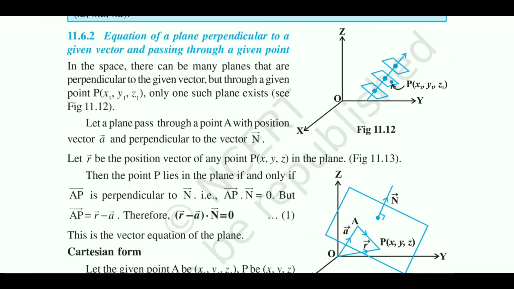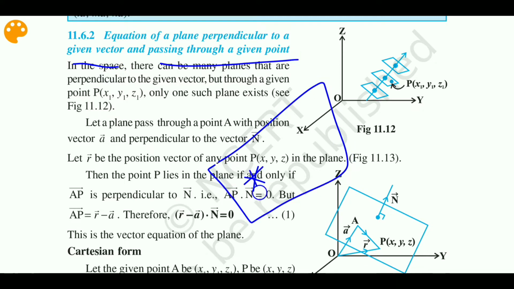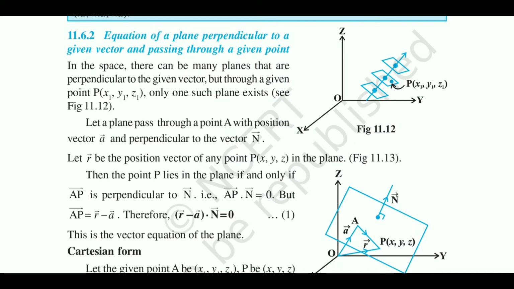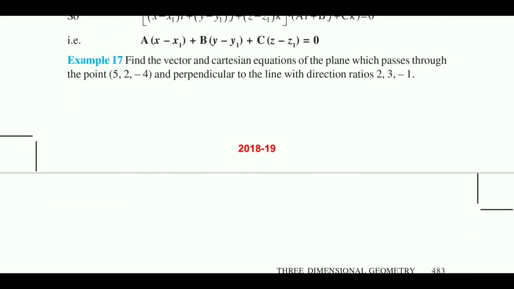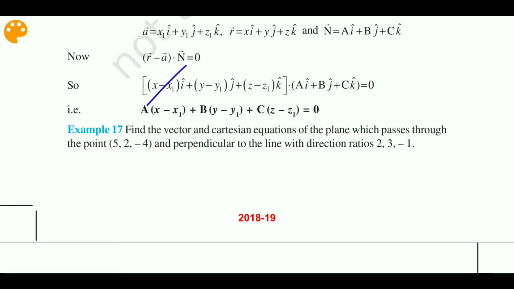Next type of question: the equation of a plane perpendicular to a given vector and passing through a given point. Already we have done this. This is a plane passing through a given point and it is perpendicular to a given vector. This given vector which is perpendicular to it is always a direction ratio. Point we know, direction ratio we know, we can always calculate it. Already told you, like this. A, B, C, these are the direction ratios. X1, Y1, Z1, this is the point from where this plane is passing.